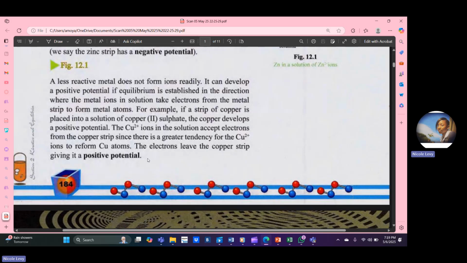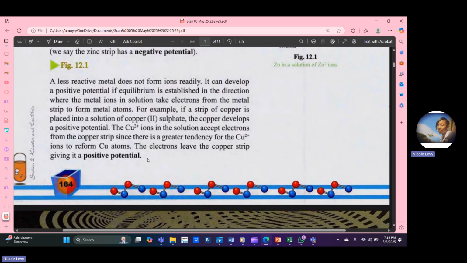Whenever you're looking at a less reactive metal, it's not going to be a similar case to the zinc one. Remember, zinc is going to more easily lose electrons, right? But when you are considering a less reactive metal, the metal is going to try to lose electrons because it has to, but it is not going to have the electrons surrounding it as it did for the zinc. Because of this, that metal is going to develop what is called a positive potential.